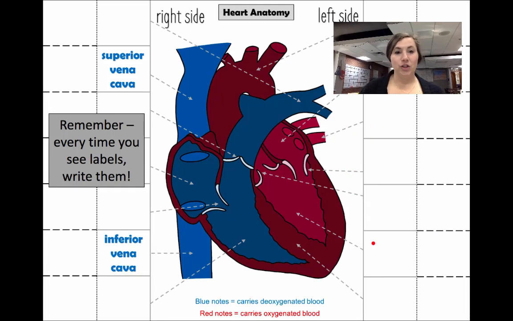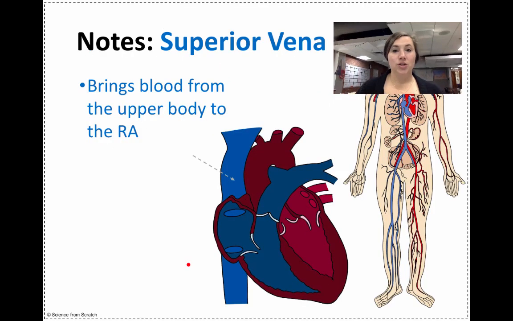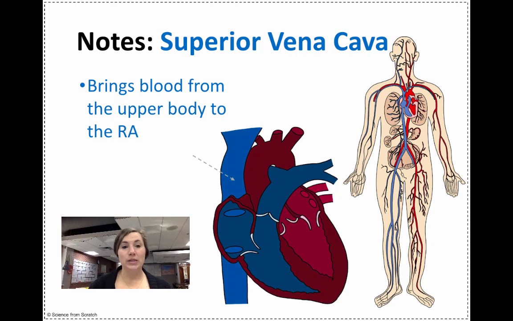Okay, so here's our first two, superior vena cava and inferior vena cava. Remember to write your labels here. If you need to pause it to do that, go for it. So our superior vena cava is up here, inferior vena cava is down here. So the superior vena cava brings the blood from the upper body to the right atrium. If you can see on this picture, here's our superior vena cava.